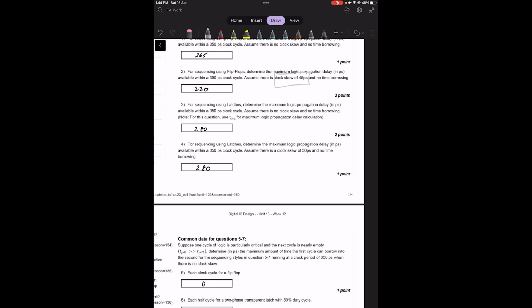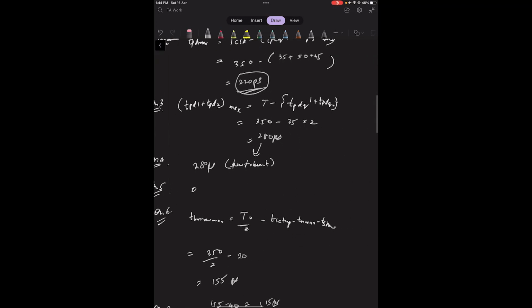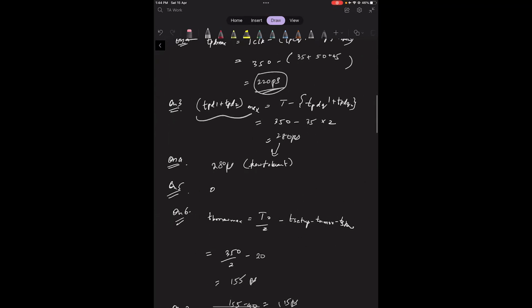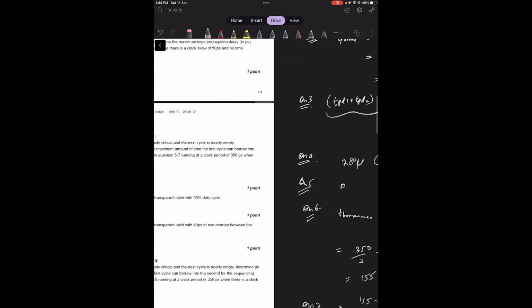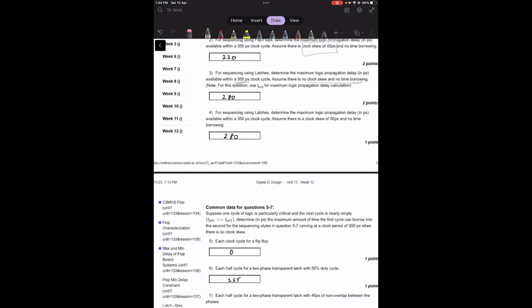Question 3. For sequencing using latches, determine the maximum logic propagation delay with 350 picoseconds. Assume there is no clock skew and no time borrowing. So again, this is a latch question, and as discussed earlier, the TPD max for the latch question is T minus TPD Q1 plus TPD Q2. So you go ahead and calculate this, and you will obtain 280 picoseconds. Question 4 again asks, if there is a clock skew, will it change? No, it does not change, because we assume that latches are skew tolerant, right? So 280 picoseconds is the right answer.